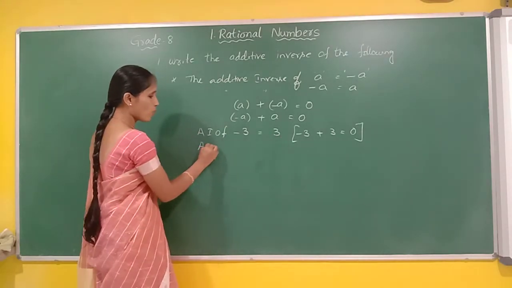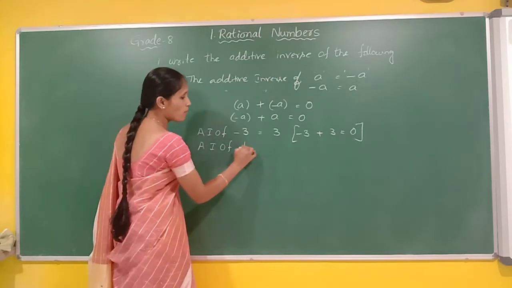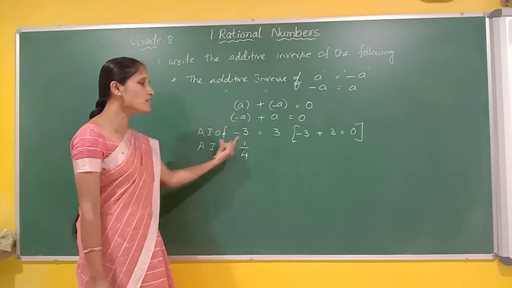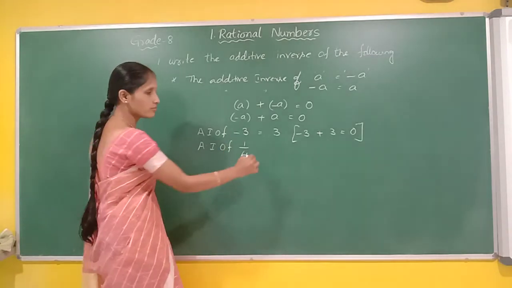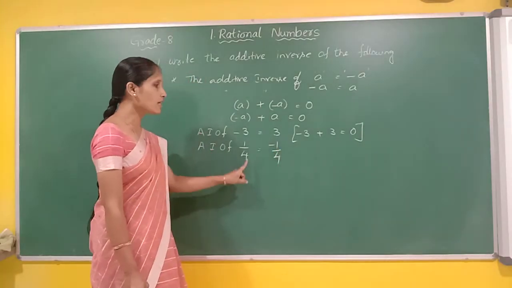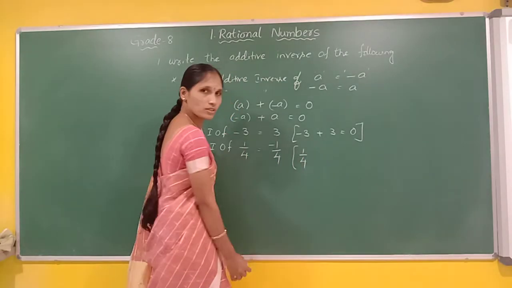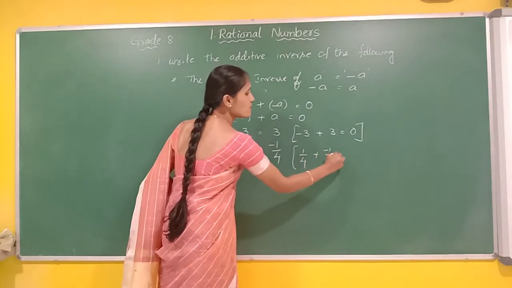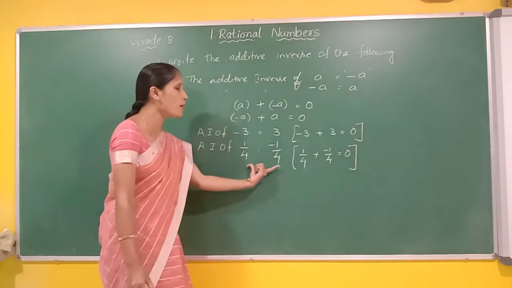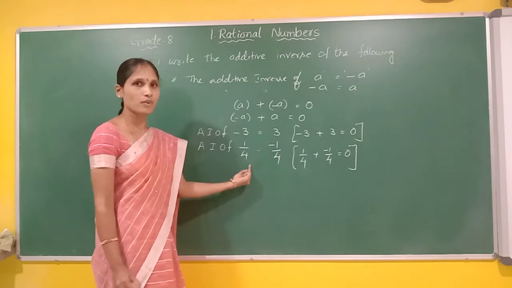Now tell me, what is the additive inverse of 1 by 4? That is minus 1 by 4, because 1 by 4 plus of minus 1 by 4 equal to 0. That's why these two numbers are called additive inverse of each other.